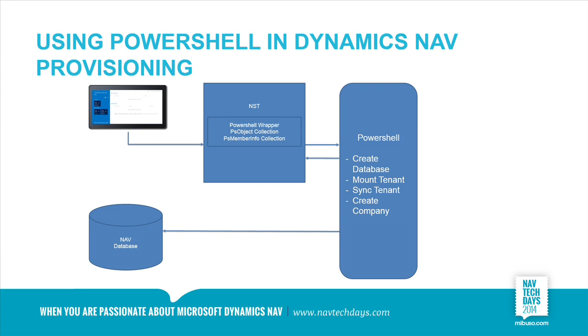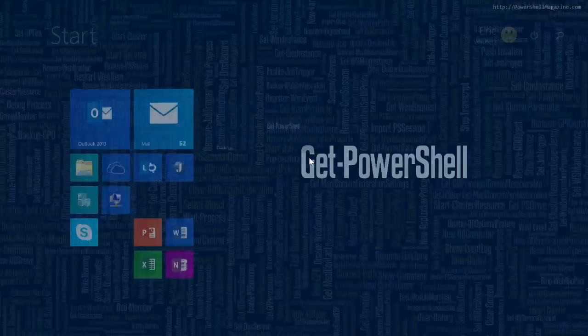So basically what we are doing, we have some kind of client. I'm using now the tablet client here. Then there is our basics for running the PowerShell in NAV. And what it does, it runs PowerShell for SQL to create a database. It does mount the tenant. It's going to sync the tenant, so my database is there in place. Going to create a company, and that's it. And that is how we provision now for that customer.